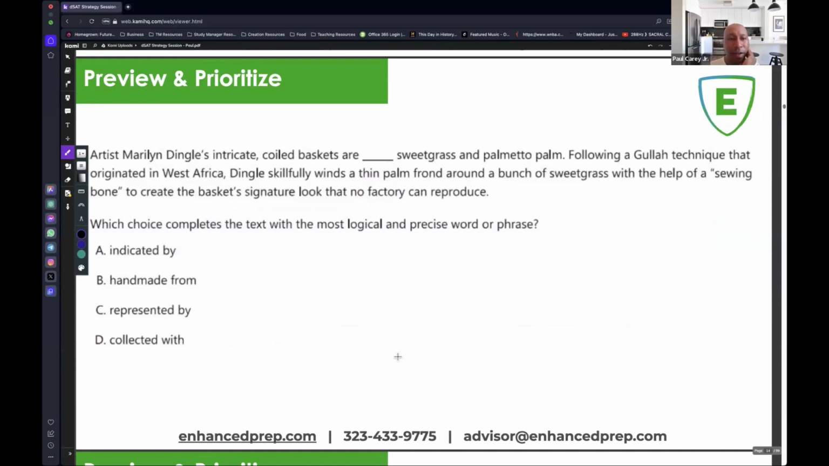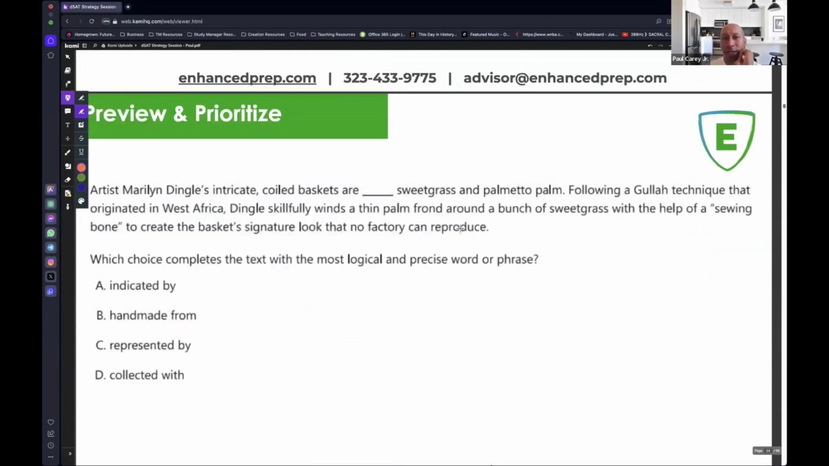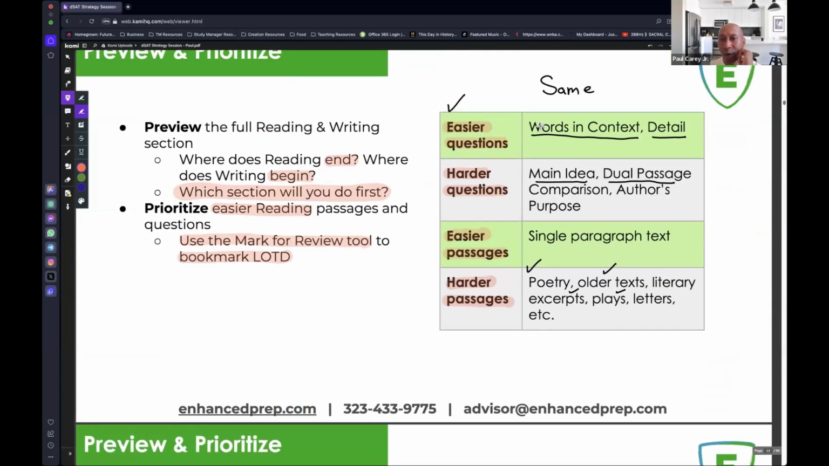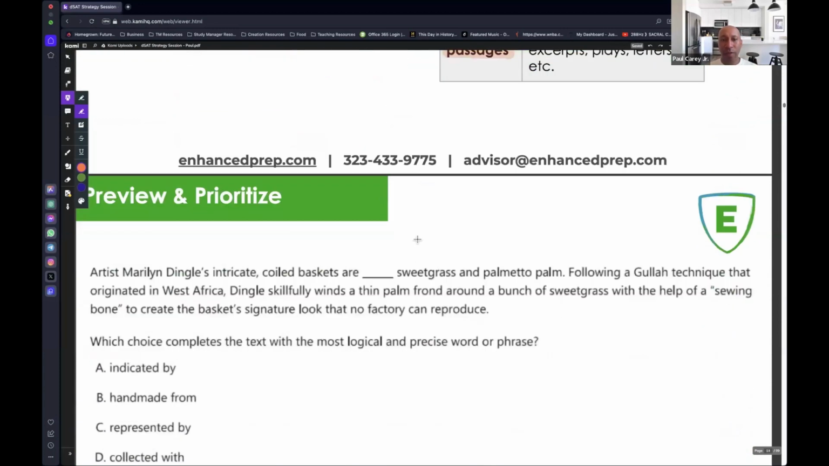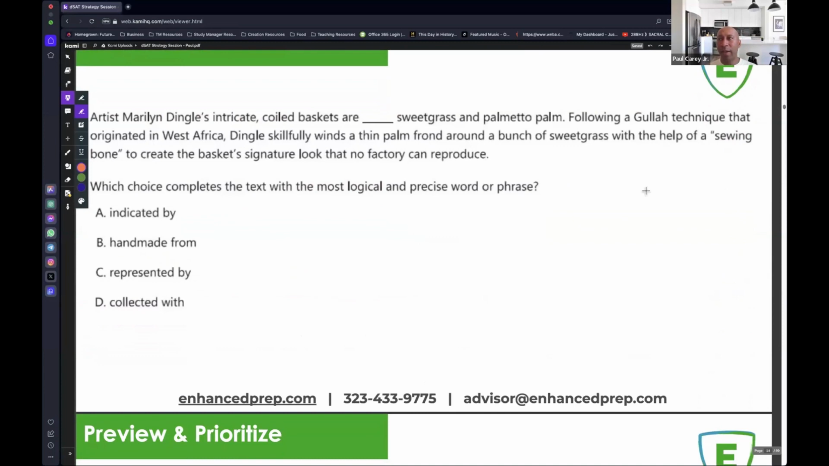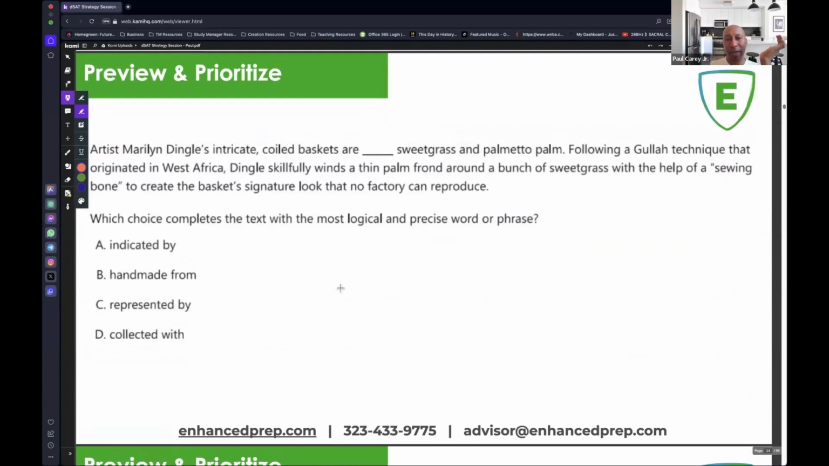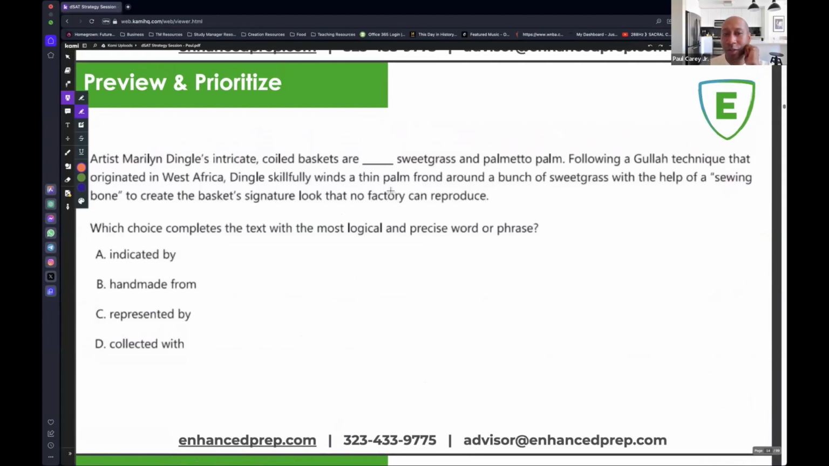So this question right here is one that we look at, and let me highlight this. It says, which choice completes the text with the most logical and precise word or phrase? This right here is going to be one of those easier questions. As we mentioned before, these words in context questions are going to be those easier ones that we want to do before anything else, because we know that those are going to be a lot more simple. And that's going to help us get towards our answer choice. So I'll just show you one of the strategies that we use just to start out.